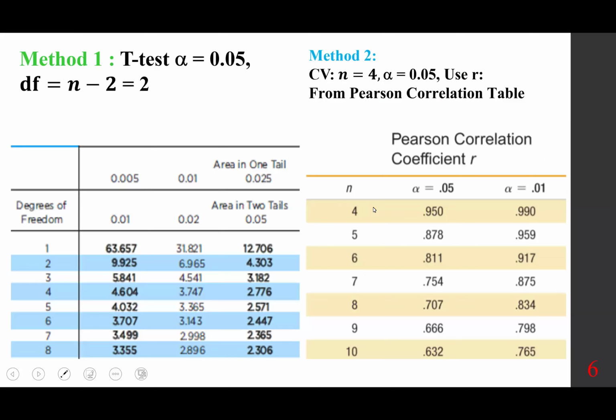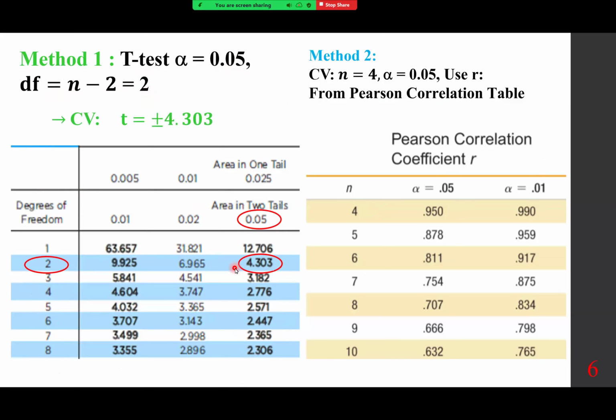I want to show you how I use the table. For the case of a t-test, alpha was 0.05, degrees of freedom was n minus 2 or 2. So in the first column, we look for 2. And over here alpha is 0.05, area in two tails is 0.05. Put them together, and it gives you this number. And because it's a two-tail test, you make it plus minus 4.303.